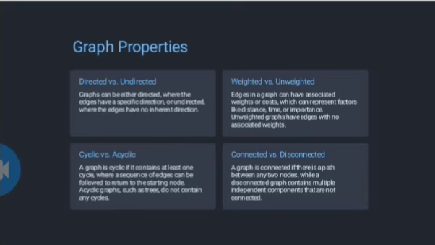Connected versus disconnected. A graph is connected if there is a path between any two nodes, whereas a disconnected graph contains multiple independent components that are not connected.